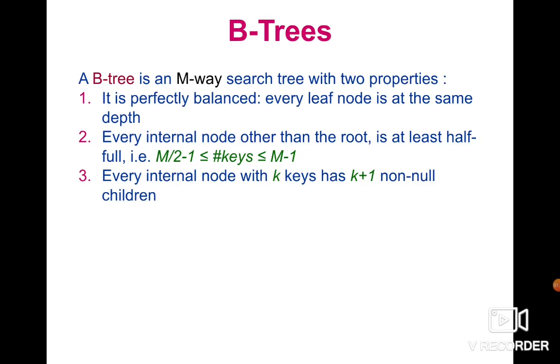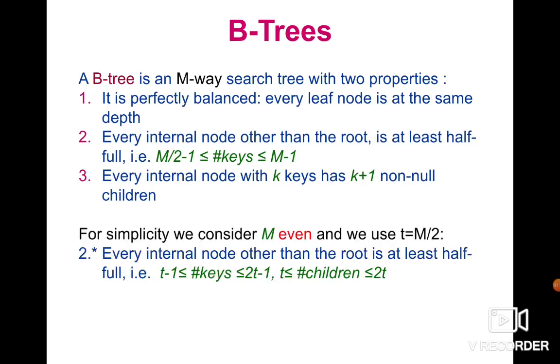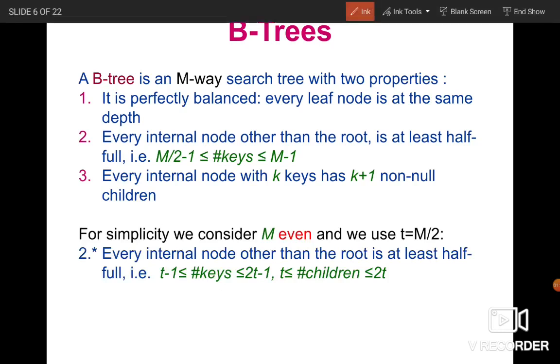It has the following properties. A B tree should be perfectly balanced. That is, every leaf node is at the same depth; they all should be at the same level. Every internal node other than the root node is at least half full. That is, if the degree of the B tree is M, then every internal node other than the root node should be at least half full. The number of keys should be in the range M/2 minus 1 to M minus 1, where M is the order of the tree.